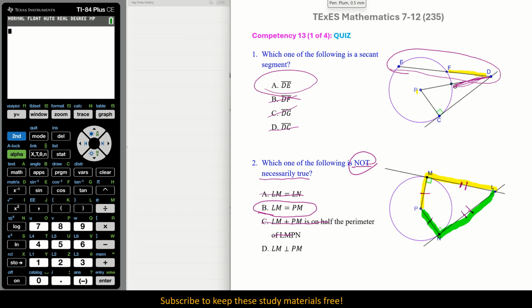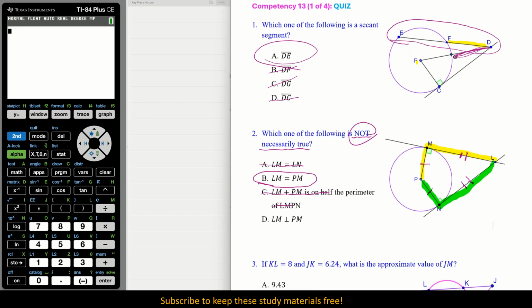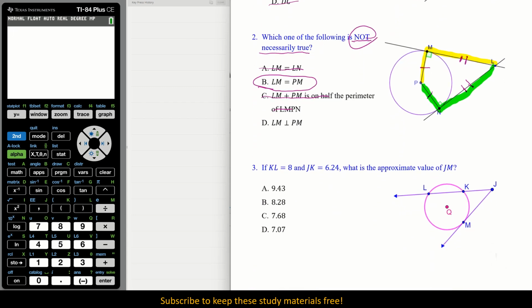And then LM perpendicular to PM. The 90 degrees gives us a clue. Like I said, though, on a practice test, they won't give you the 90 degrees. You're just supposed to know. My opinion is they should always tell you those things to verify, but they don't because of the way the picture is. I see what they're doing. So now let's go to number 3.